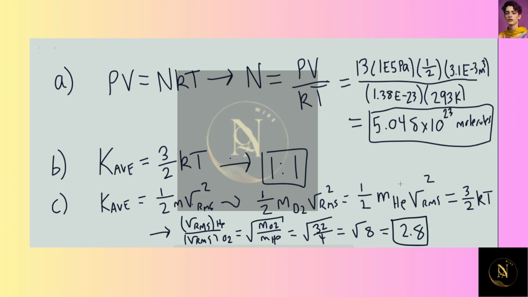And that's it. We would expect the helium to have a root mean square velocity that's about 3 times larger than that of the oxygen, given the situation. And that's it.